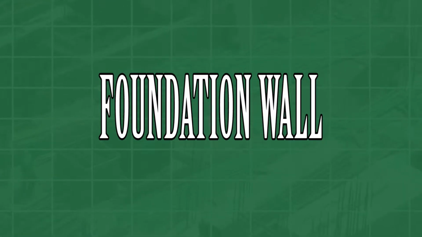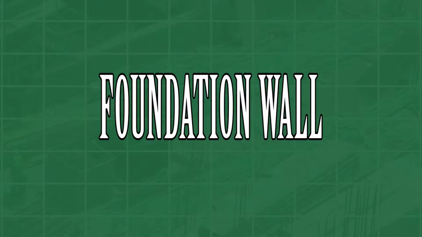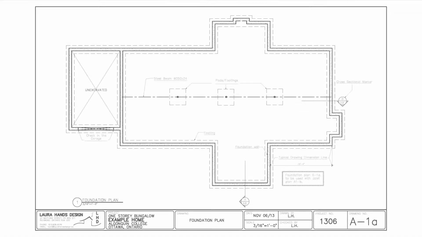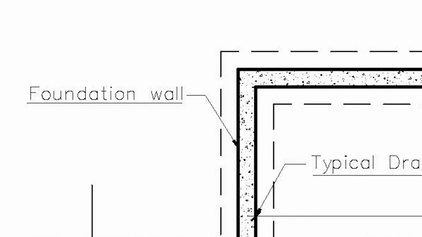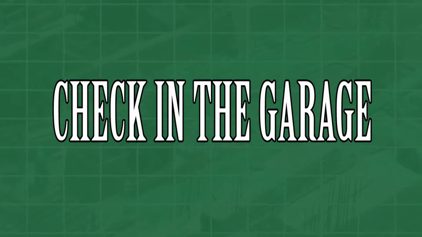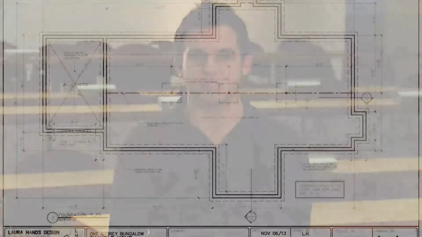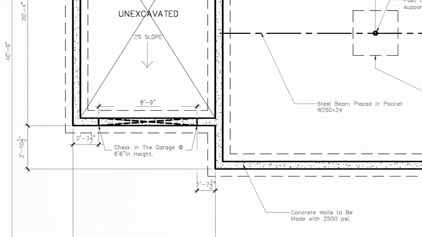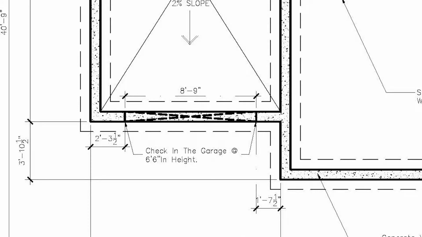Foundation wall. These two thick continuous lines that form a perimeter around the drawing represent the concrete-filled foundation wall. Check in the garage. Here it displays a typical 6-foot 6-inch in height void or hole in the foundation wall. The purpose of the check is to allow for a smooth surface into the garage.